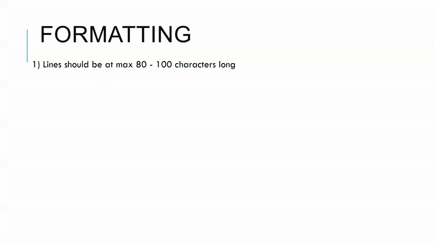Now, a tip about formatting is that when you are writing lines of code, each line should be at max 80 to 100 characters long. 80 is the best and 100 should be the max. Anything beyond that is difficult for a person to read. And also nowadays static code checkers like Sonar raise lines with more than 100 characters as a smell, and they reject the build of the code on that basis.